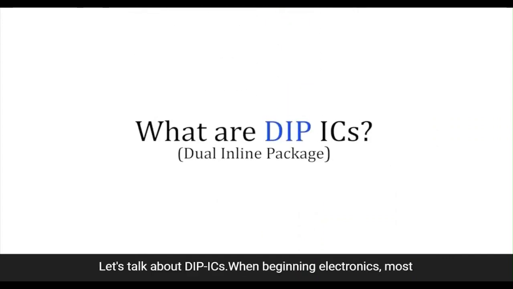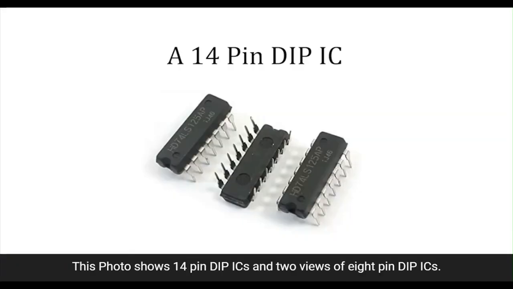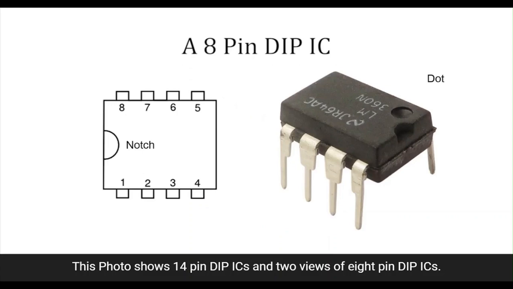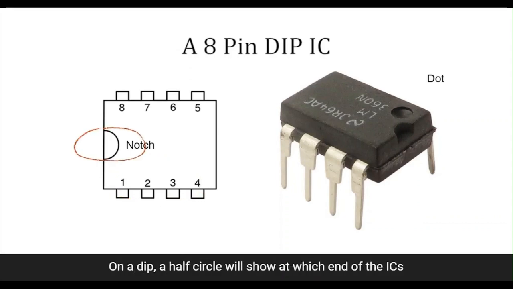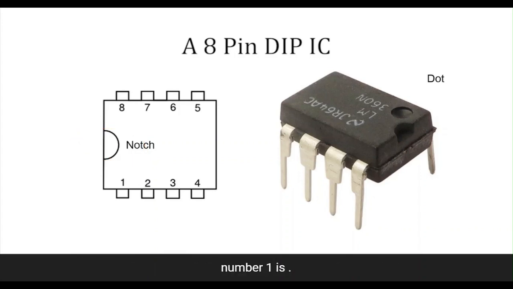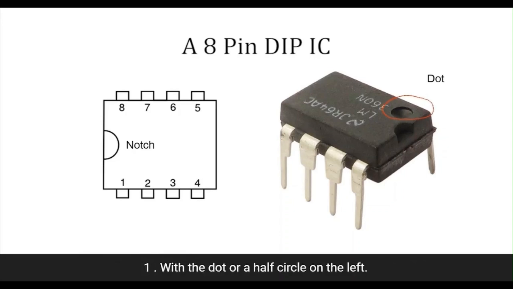Let's talk about DIP ICs. When beginning electronics, most of the ICs that are used will be packaged as DIP, that is, dual inline package. This photo shows a 14-pin DIP IC and two views of an 8-pin DIP IC. ICs have numbered pins, for example pin 1, pin 2, pin 3, etc. On a DIP, a half circle will show at which end of the IC pin number 1 is. Pin number 1 may also be marked by a dot next to pin number 1.